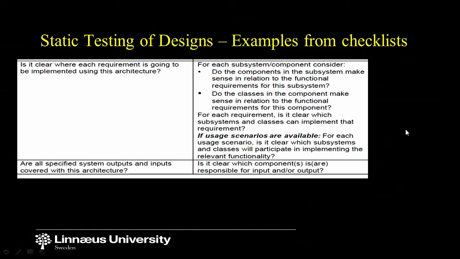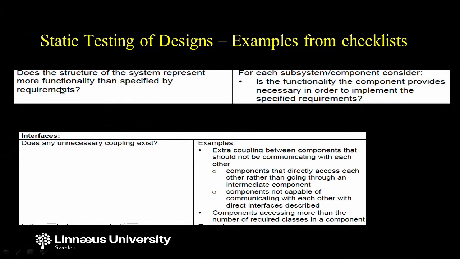There are more. Does the structure of the system represent more functionality than specified by requirements? Remember one of the first lectures when we talked about minimum viable product? Don't do too much, because if you start adding extras, you will just make your own life more complicated. So what you can do here is prune your design. Do we need this method? Or is it just an extra that some implementer or designer came up with because he or she thought it should be in there?